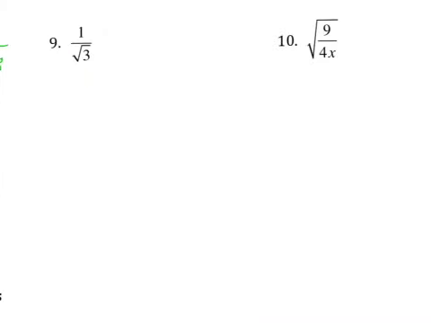1 over the square root of 3. We have no choice here except to rationalize our denominator. So let's multiply by the square root of 3 over the square root of 3. So we get the square root of 3 over 3. And that is our final answer.